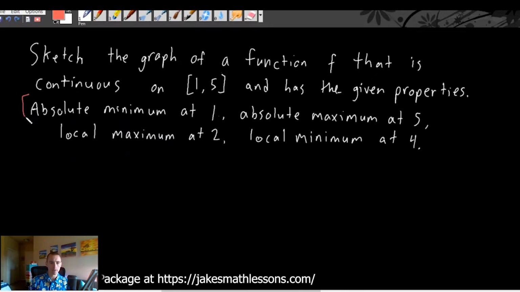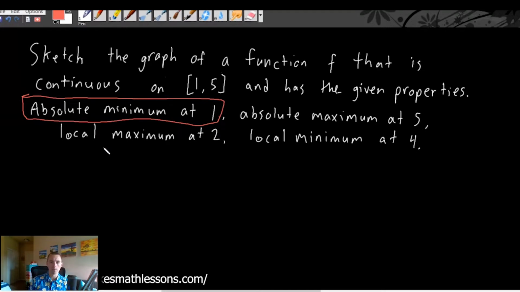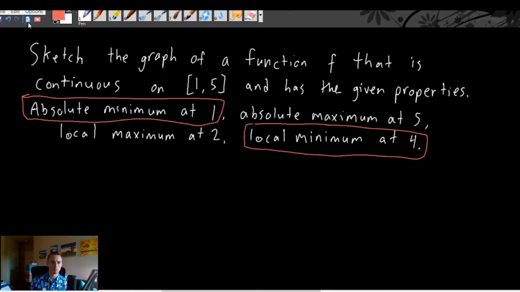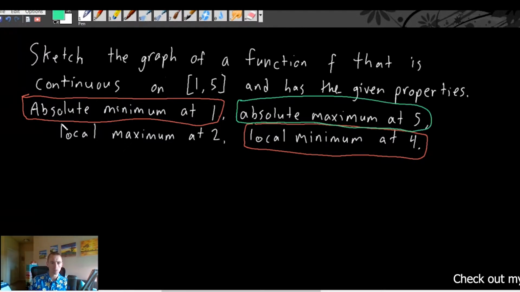So first of all, we have an absolute minimum at x equals 1, and then we have a local minimum at x equals 4, okay? And then we have an absolute maximum at x equals 5 and a local maximum at x equals 2.